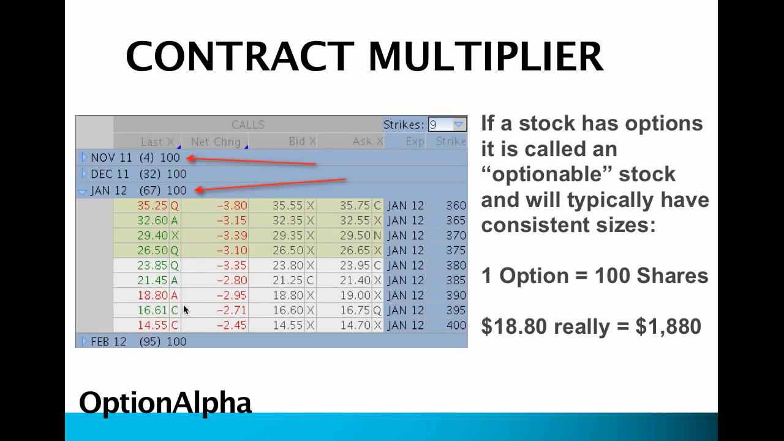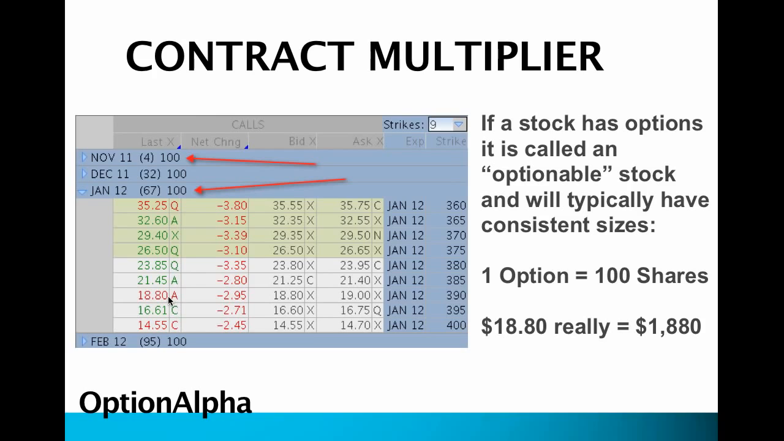When you look at the price of, for example, this January 2012 390 call, you can see that the actual last traded price is 18.80. Now these January options have a 100 multiplier, which is designated by this 100 right next to the actual expiration date. So always check that to see what the multiplier is. But this 18.80 price in reality means that this option is going to cost you about $1,880. It's not $18.80. You have to multiply that 18.80 by 100. Or usually what I tell people to do is just move the decimal place 2 places to the right.